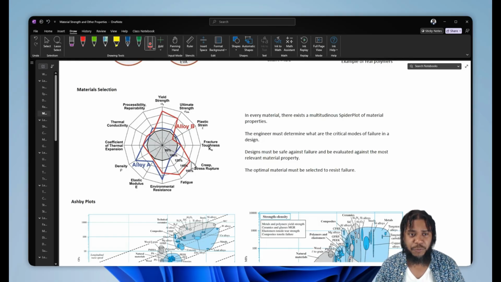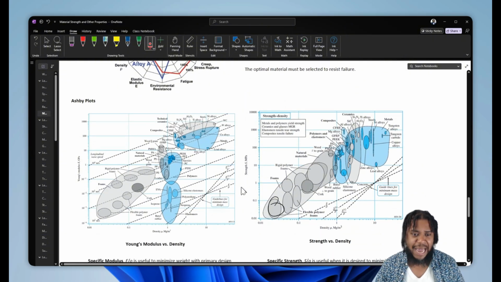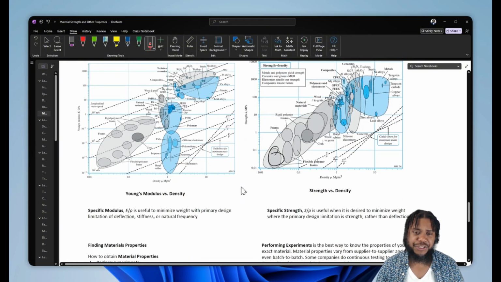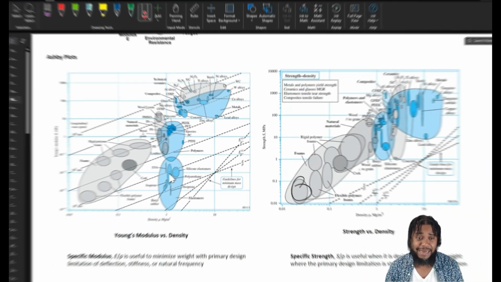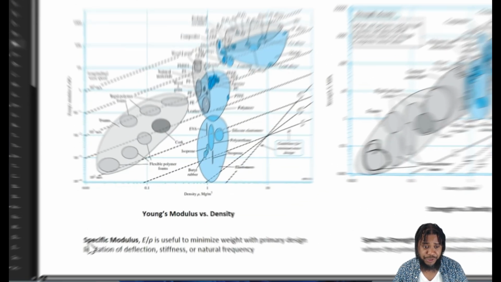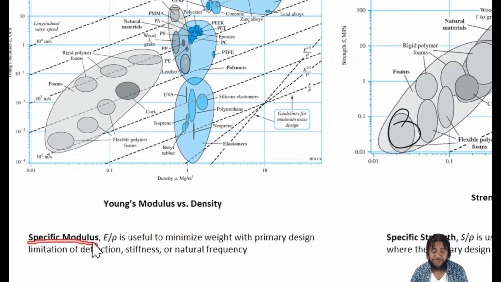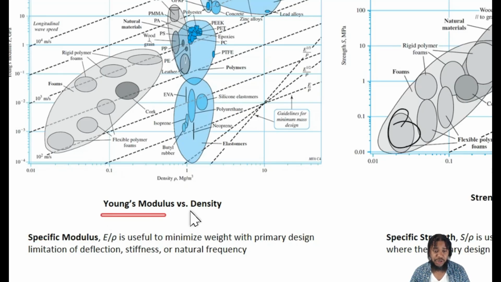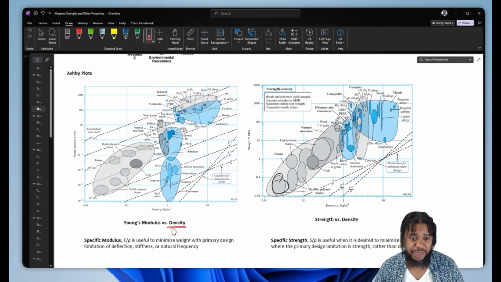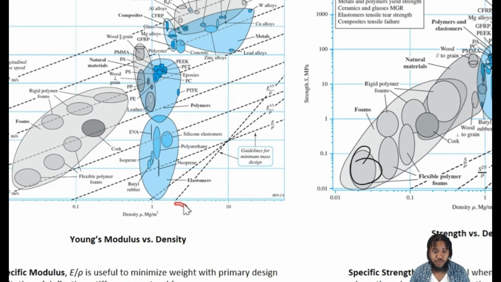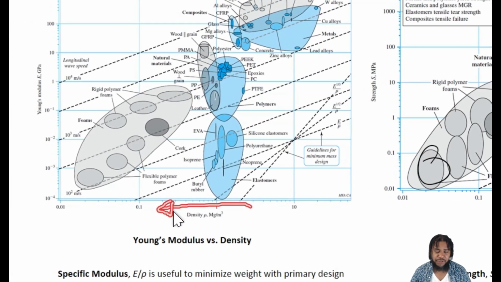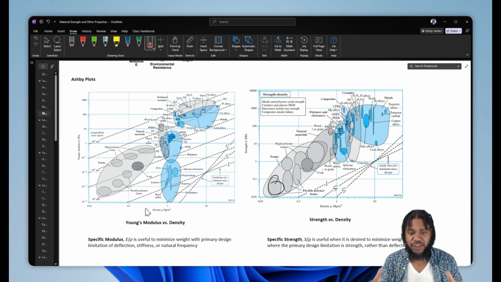Now, to help us make selections between various properties, there are things called Ashby plots. These are plots where we take two or more properties and compare them to each other for different classes of materials. For example, we can create a specific modulus plot, which is Young's modulus over the density of a material. And we can use that to try to minimize the weight of a part while dealing with things like how much it deflects or its stiffness or the natural frequencies, how it vibrates under dynamic loads.